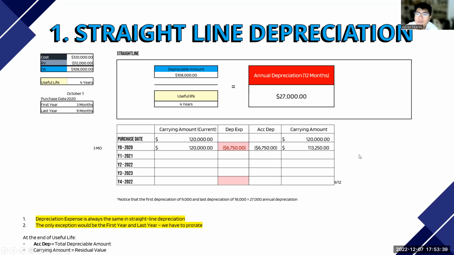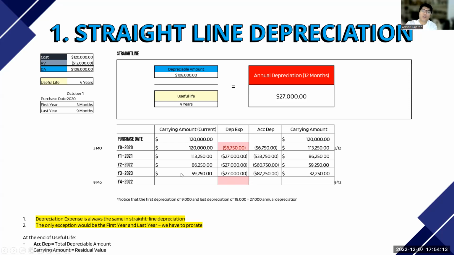Right? And then, in the next years, malinis na. We expect an annual depreciation of 27,000 for the next 3 years. Right? 27 yearly, and then yung ACDEP natin tumataas. Right? Kasi 6,750 plus 27 naging 33,750. 33,750 plus 27 naging 60,750. 27 plus 60,750 is 87,750. Right? So right now, our carrying amount is 32,250.